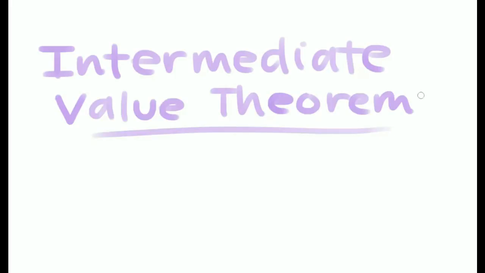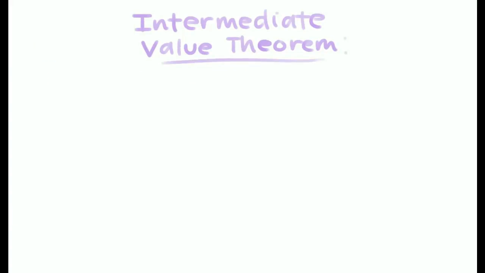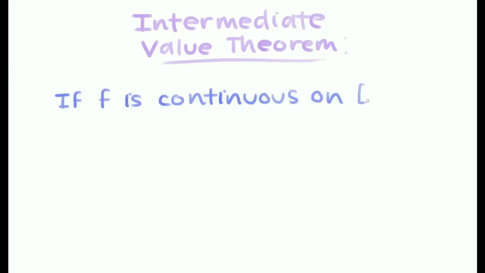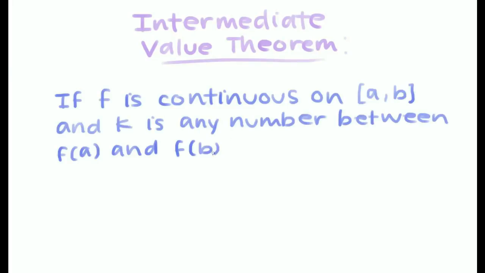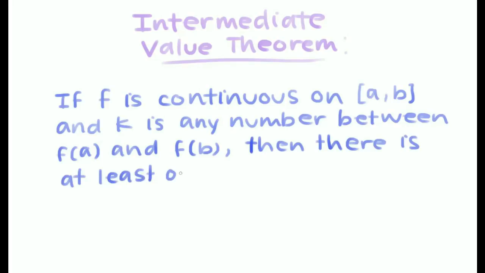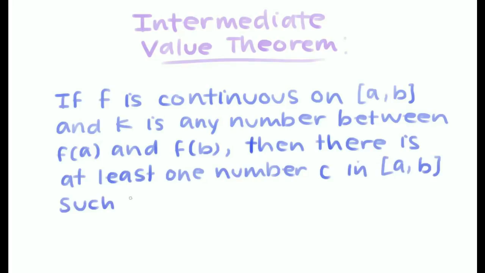So the intermediate value theorem states that if f is continuous on the closed interval of a comma b, and k is any number between f of a and f of b, then there is at least one number c in the closed interval a comma b, such that f of c equals k. So we just need to look for a few things, which are continuity and the y values at a and b, and that's going to tell us if the number c exists and equals k.